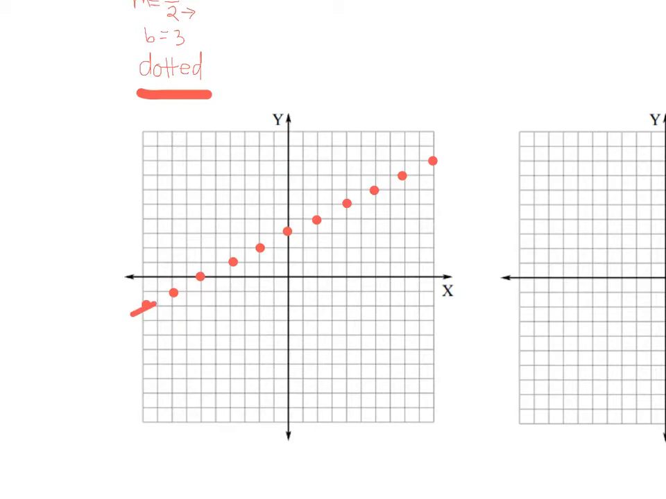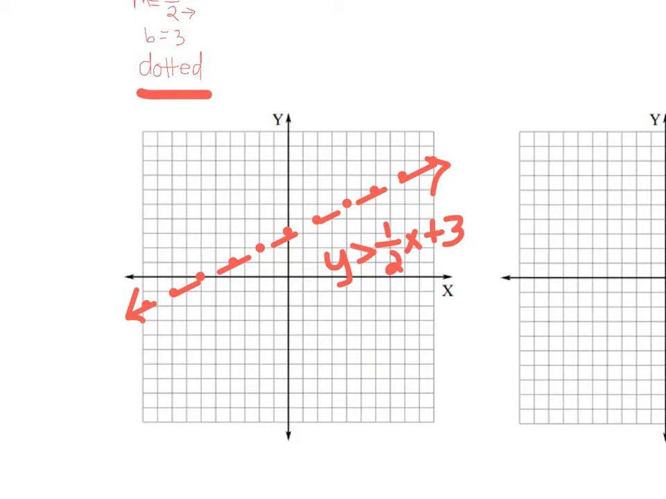So we're going to just make a dotted line through these points. We're still going to put arrows on either side. And we're going to label it with the inequality: y is greater than 1/2 x plus 3. So that's our boundary. This would be an open half plane because it is a dotted line.